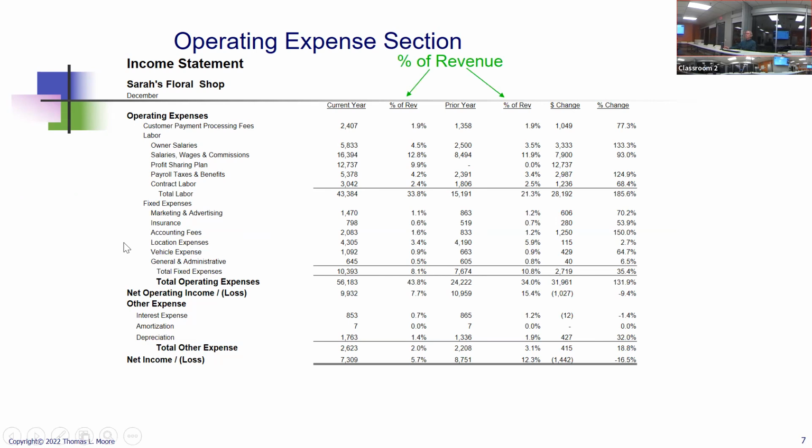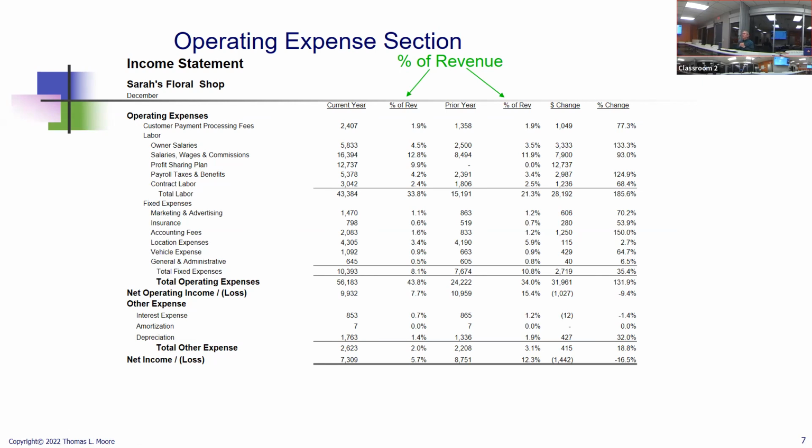So the same sort of approach applies, right? We have our current year, we have our percent of revenue, we've got prior year or prior period, we've got that percent of revenue, we've got the change, the dollar change, and the percent change. So we can see how that's broken out. And then if we look at the individual expenses, the way these operating expenses are listed, they're broken into labor, and then below that, fixed expenses.